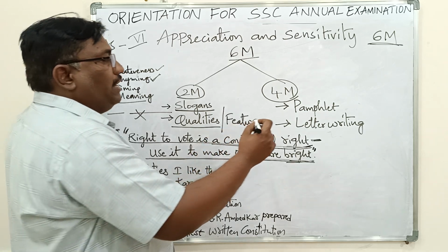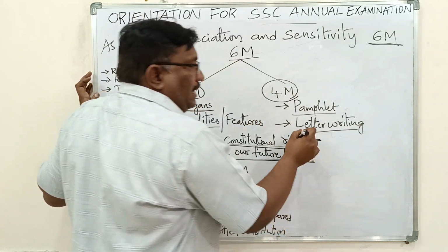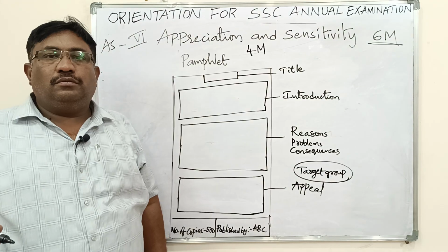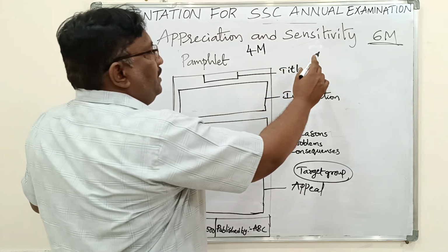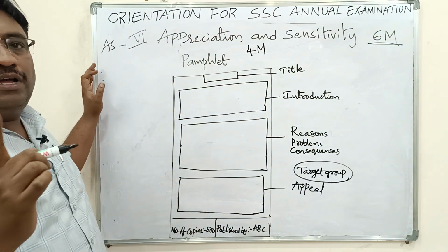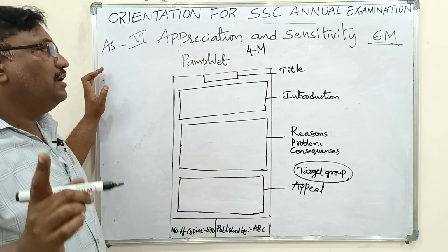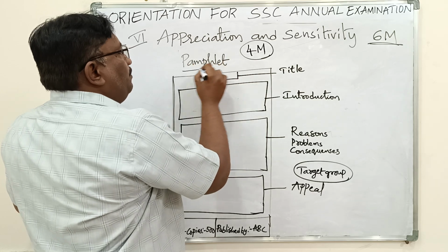Next, for 4 marks we have to write about the pamphlet and letter writing. 6th academic standard, appreciation and sensitivity. This is for 6 marks. In that, 2 marks I already told you about, the slogans and qualities and features. Now we are going for the 4 marks questions. First one is the pamphlet.